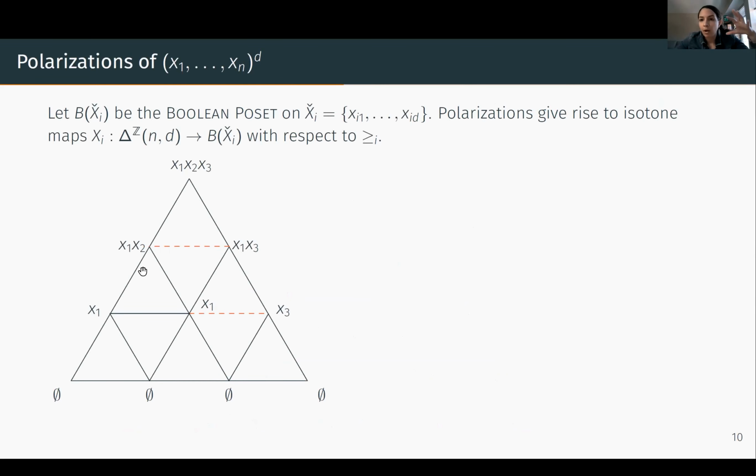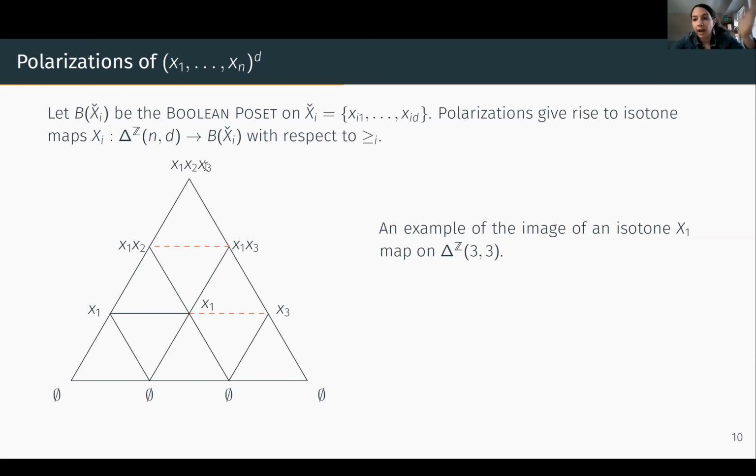We're going to think about these polarizations as giving rise to isotone maps, with respect to the partial order I just gave you, from these lattice points to the Boolean poset. Here's an example, and I'm only showing you what I did to the X variables, the first index. Up here I had no choice: this was 300, and I sent it to X1, X2, X3, all of the X variables, since now instead of double indexing I'm using X, Y, Z. Here I had a choice, but it doesn't matter what I choose as long as whatever I pick is contained in here. So I picked 1, 2 and 1, 3. Down here, to make sure my map is isotone, whatever I pick has to be contained in each of these, so I pick X1, because X1 is the only thing contained in each of them. At the bottom I just get empty sets.